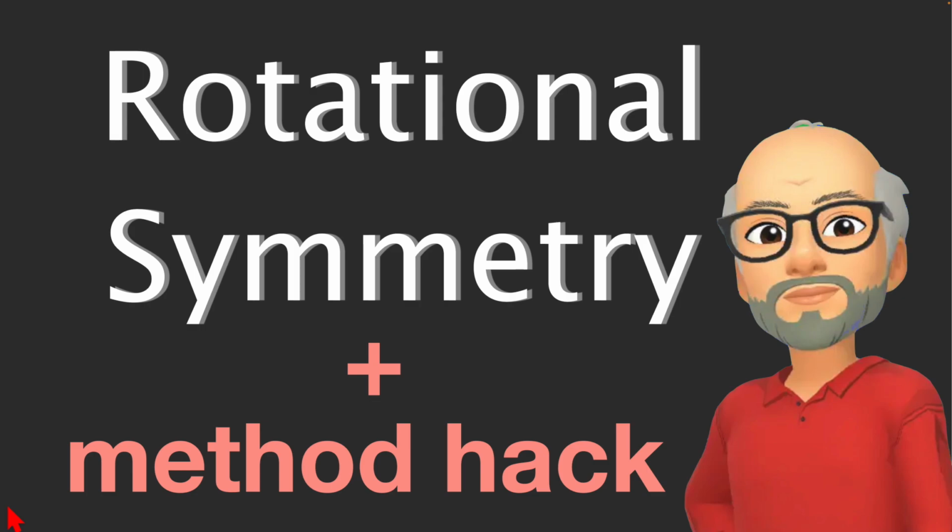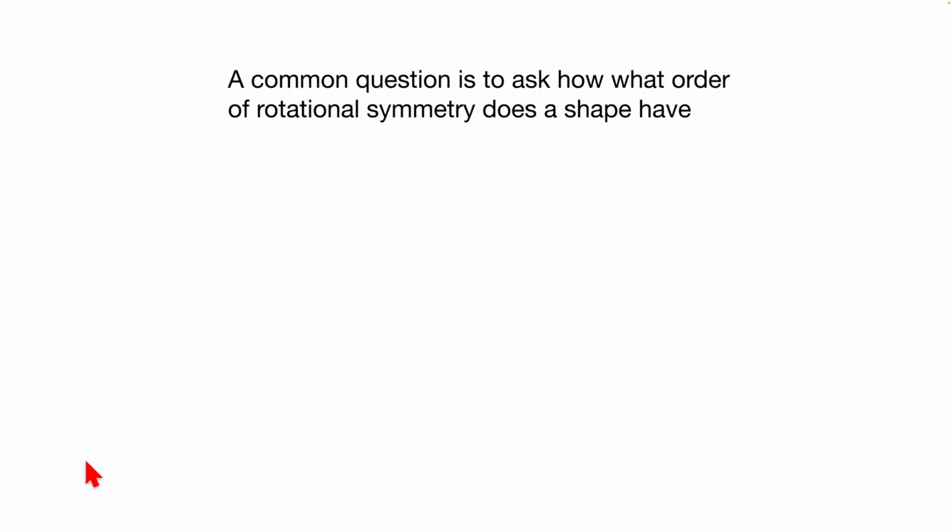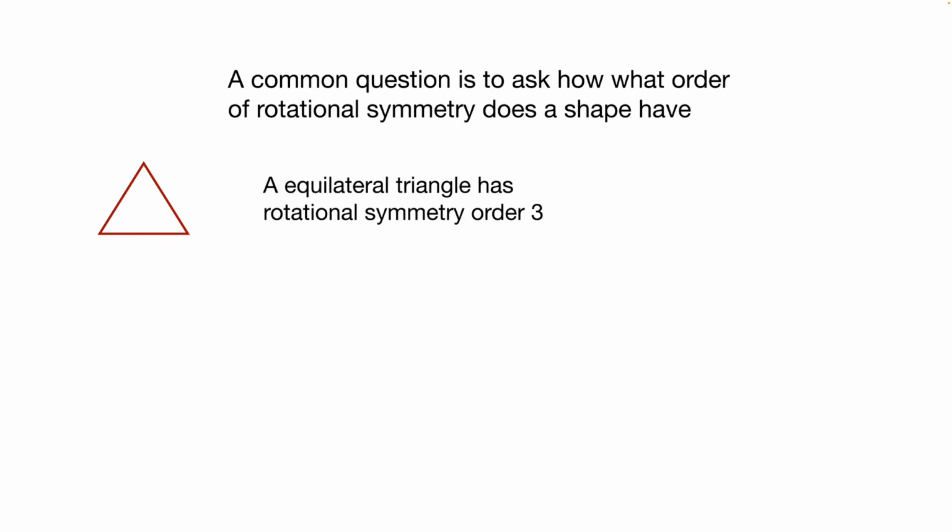Let's have a look at rotational symmetry. Now, the common question is to ask, what order of rotational symmetry does a shape have? So this is a badly drawn equilateral triangle, and an equilateral triangle has rotational symmetry order 3, because we only need to rotate it so that this point's at the top, etc. Oh dear. Anyway, you can do that 3 times.